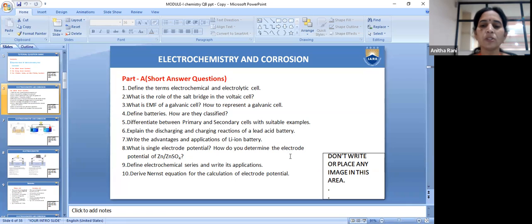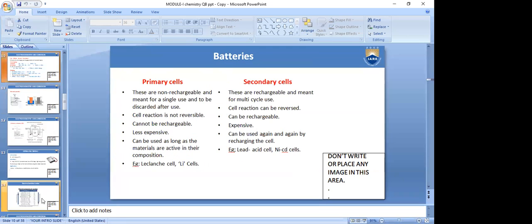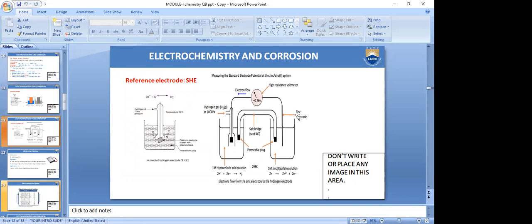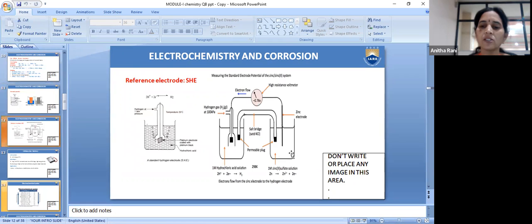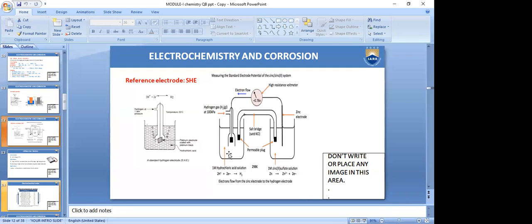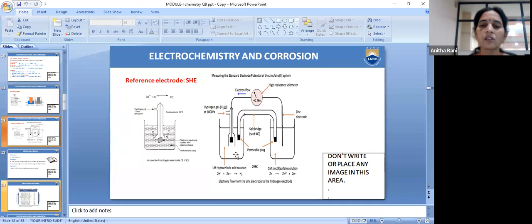So how do we determine the electrode potential of zinc? You should connect it with a hydrogen electrode. This is the zinc electrode in zinc sulfate. You have to connect it to the standard hydrogen electrode, and connect the hydrogen electrode and zinc electrode to a voltmeter. The two solutions, zinc sulfate and HCl, you connect with a salt bridge.